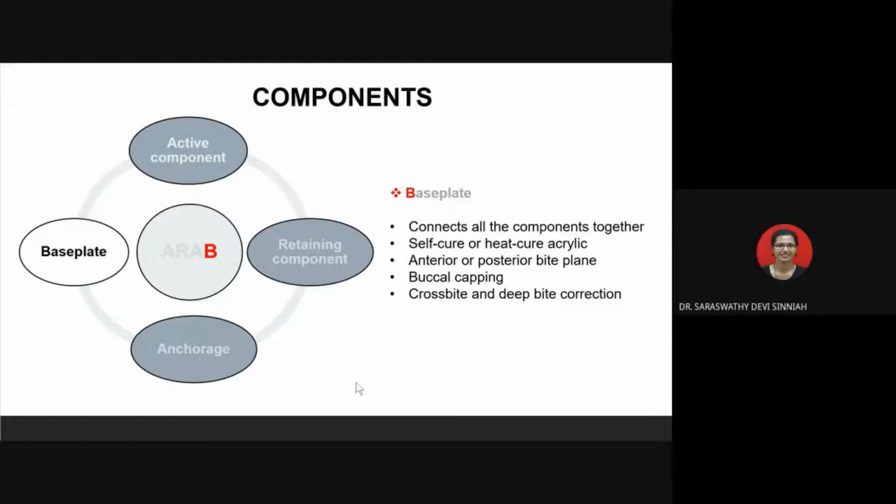The base plate can also be extended over the occlusal surface of teeth to serve as buccal capping. It can facilitate the eruption of opposing teeth, whereby the contact between opposing teeth is released, allowing the eruption of the trapped teeth. Crossbites can be corrected using a posterior bite plane, while a deep bite can be reduced using an anterior bite plane in growing individuals.